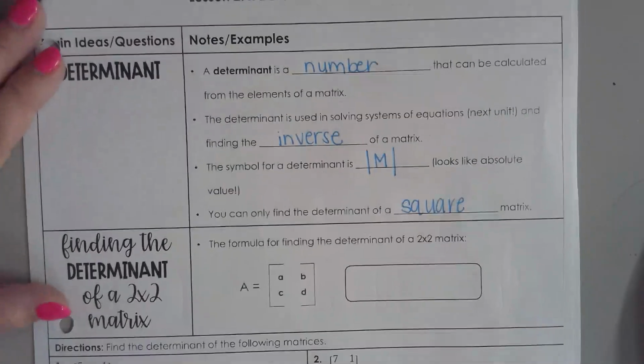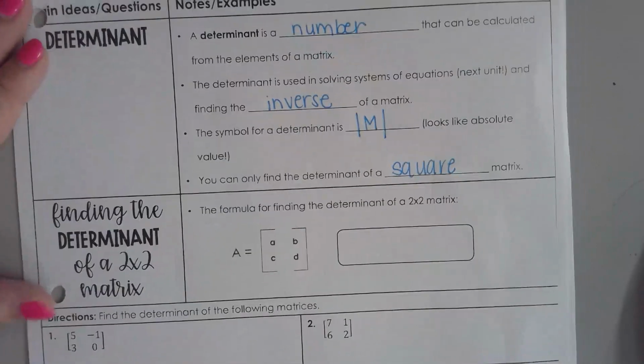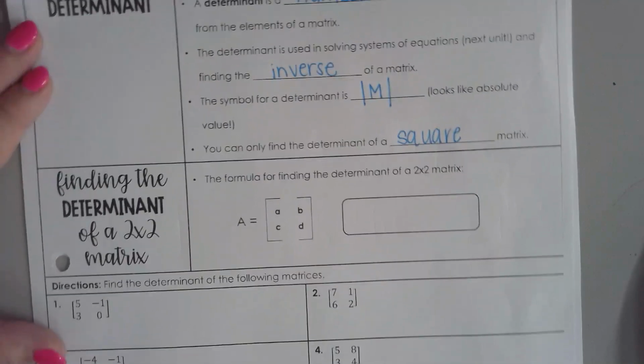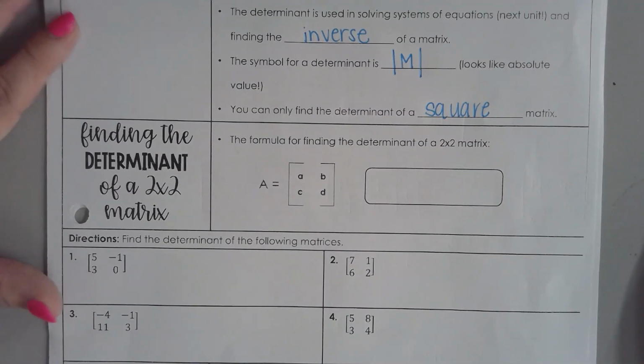A 2 by 2 matrix, finding the determinant is really easy. Those are the only ones that I'm going to make you learn how to do by hand. The others are a lot more complicated. The bigger the matrix, the harder it is.